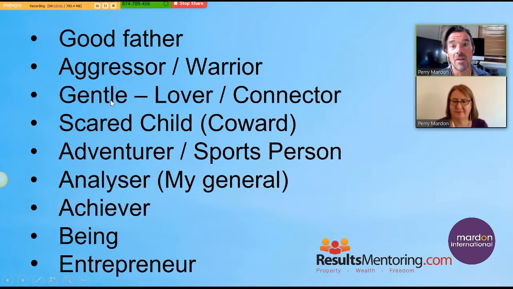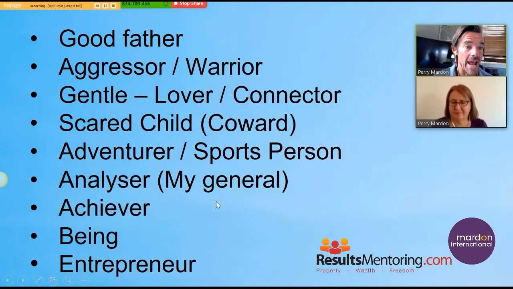A gentle lover connector. By the way, a sabotage is when you use a subpersonality in the wrong context. So if I take my gentle lover connector to play rugby, and my aggressive warrior into my family environment, I'm in trouble. I'm sabotaging both those environments. But an aggressive warrior subpersonality in rugby, and in life, by the way, from an investing perspective, staying dedicated to goals, they really assist. If I had the gentle lover connector at rugby, it wouldn't help me. But it's good to have in my family. I've got a scared child, what I call the coward. That's a part of me that's really afraid of making mistakes or losing money or whatever its stories are.